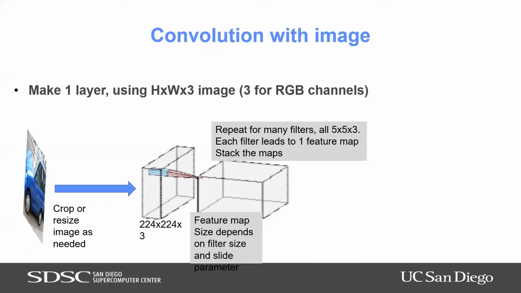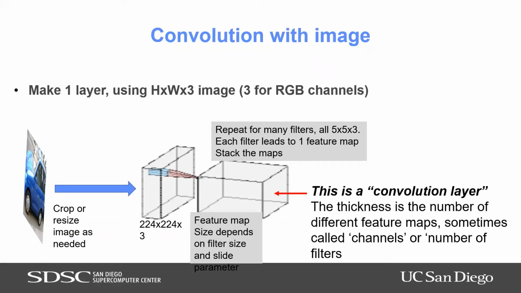And then we're going to repeat this for a bunch of filters. I think in this example they took a couple hundred. I'm not sure; we'll see how many filters this actually consisted of in the network this came from. But we're going to repeat this for many filters. Each filter is one feature map. We're going to stack the maps. So now we have a convolution layer that consists of all these feature maps.